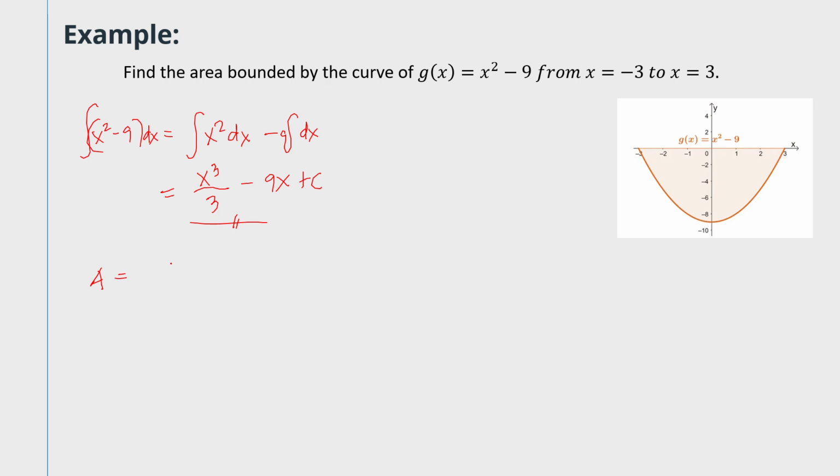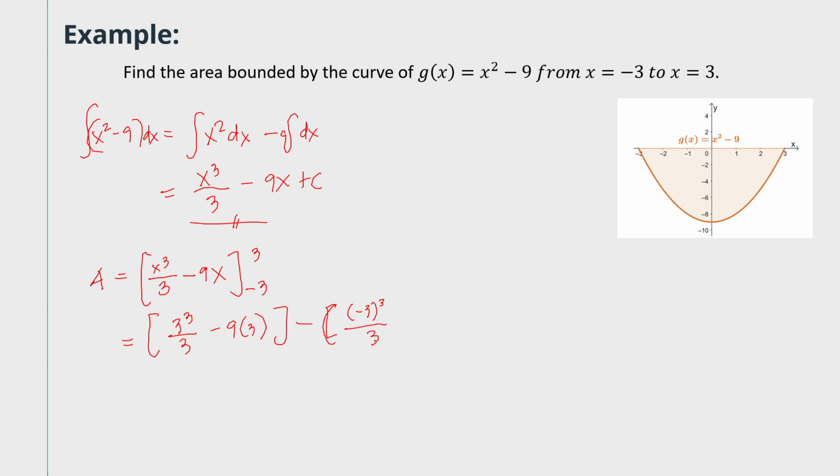So we have set up already the integral, so we need to find the area. The area bounded by, so this is below the horizontal axis, we need to take the absolute value of the result. So first we have x cubed over 3 minus 9x from negative 3 to 3. So we have here to subtract. So this is 3 cubed over 3 minus 9 times 3. Then subtract, this is negative 3 cubed over 3 minus 9 times negative 3.